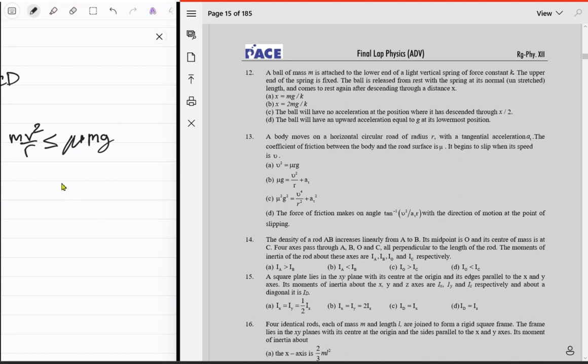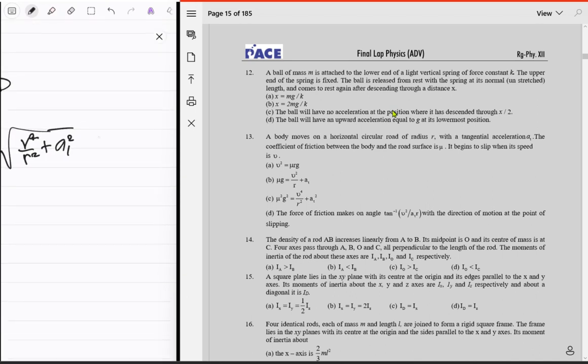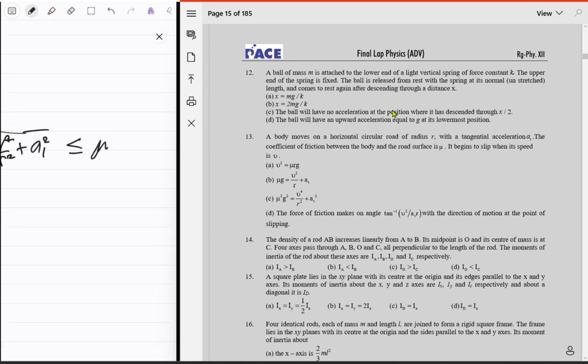नहीं, that's not the thing. Look, it's not just this. Friction provides the tangential acceleration as well, you have to count that. So पूरी एक्सेलरेशन कितनी है? Square root of v power 4 upon r squared plus a1 squared, that's the complete acceleration vector, which is provided only because of friction, m times that. This is the friction force, less than or equal to mu mg.